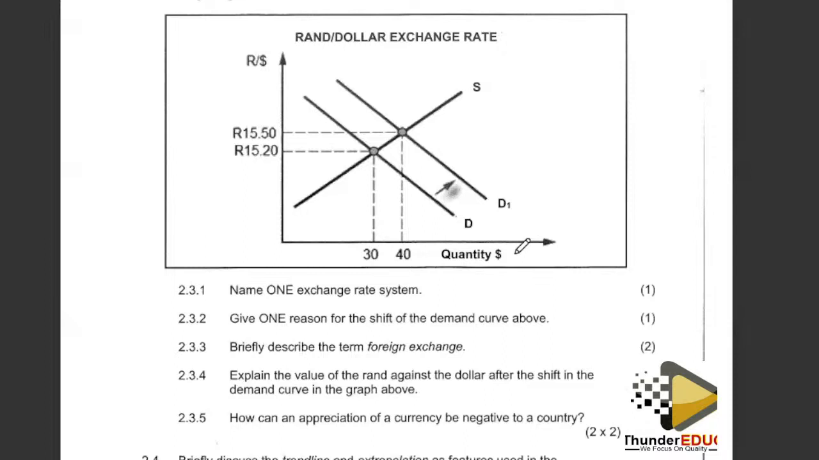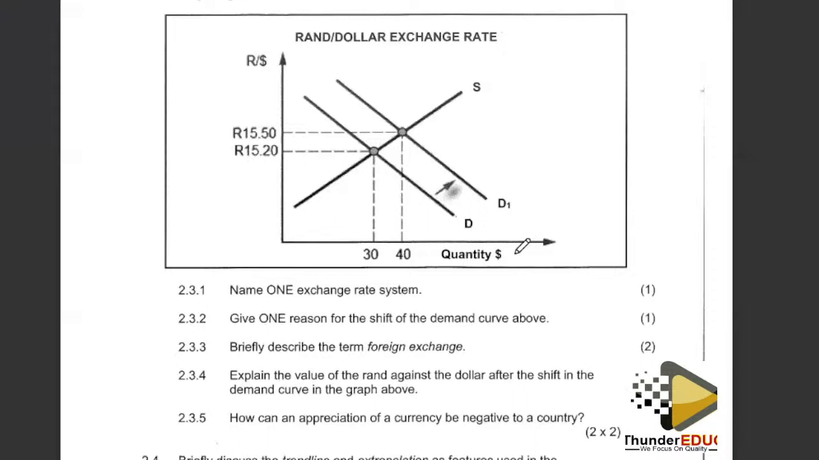So now if we check the demand curve, we have D, which is the first demand curve, and the second demand curve, D1. So it means there is a rightward shift, meaning the demand curve has shifted from D to D1. There should be a reason for a demand curve to shift. What can be the influence? There are different sets of influences that can make the demand curve shift.